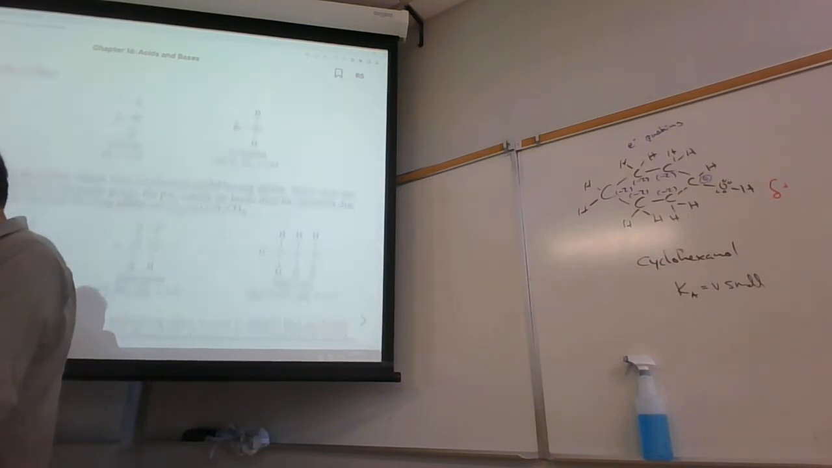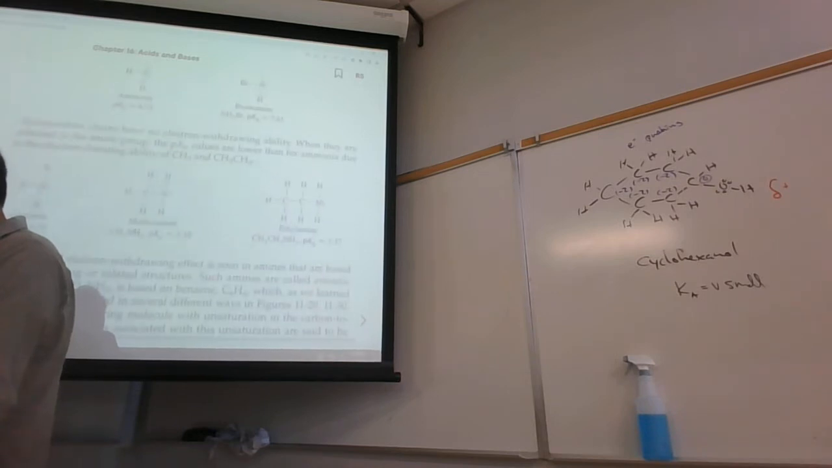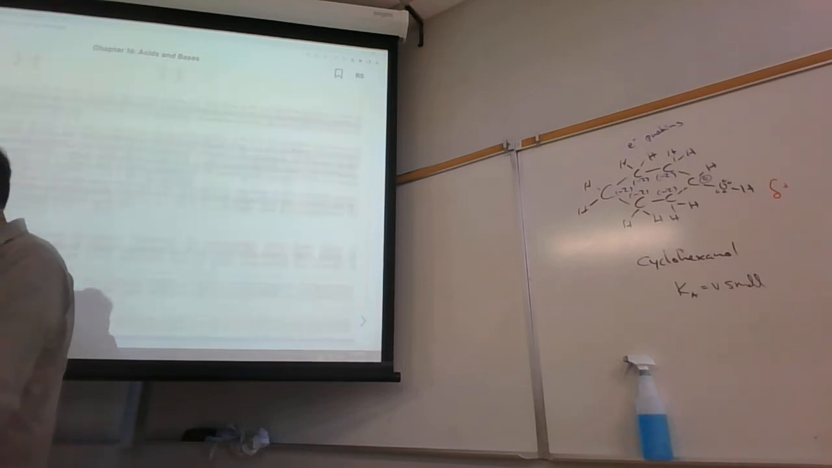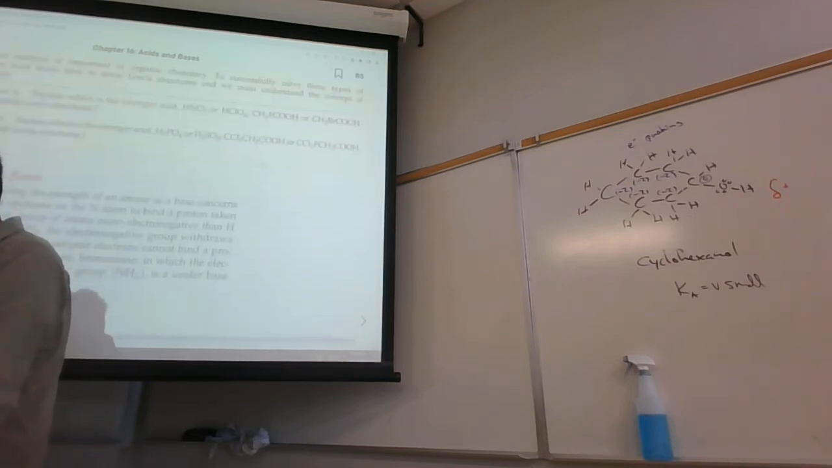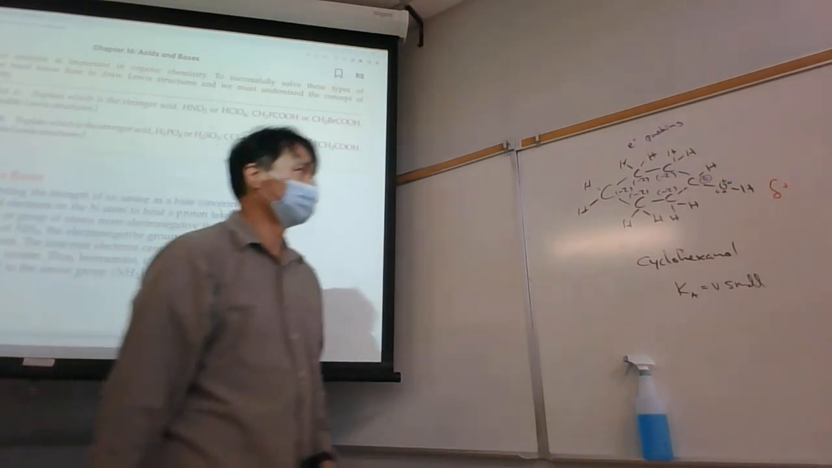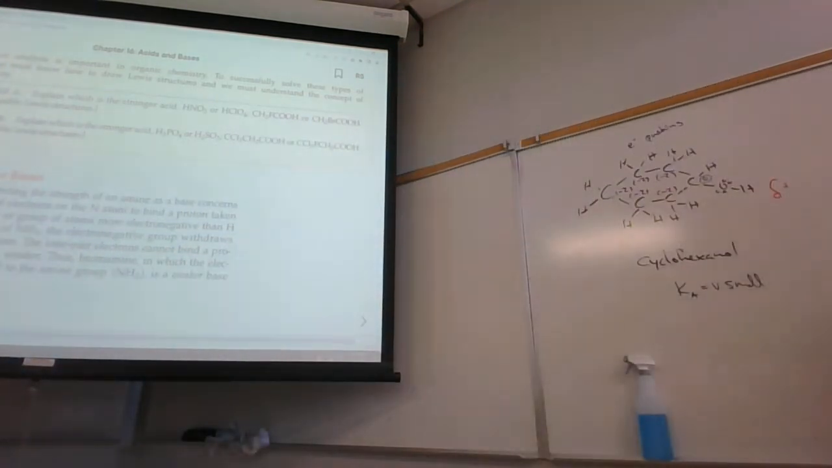So for acids, what we want to do is maximize the positive charge on hydrogen. The more positive charge, the stronger the acid. And so we need electron withdrawing groups. For bases, we want to concentrate the negative charge. So we can compare two bases. We can compare hydroxide versus water.